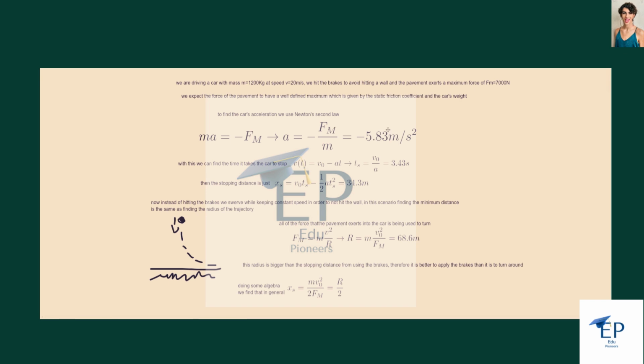Because of friction, we expect the force from the pavement to have a well-defined maximum. This maximum is related to the weight of the car and the static friction coefficient between the pavement and the car.